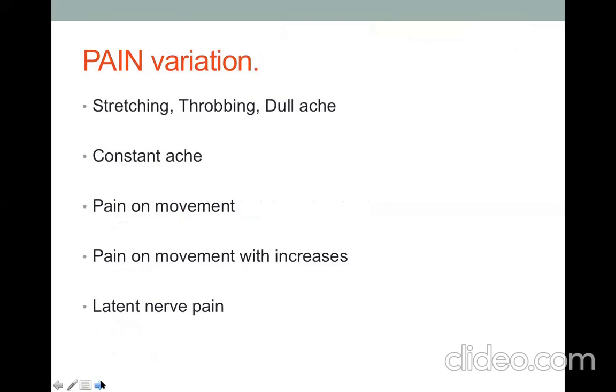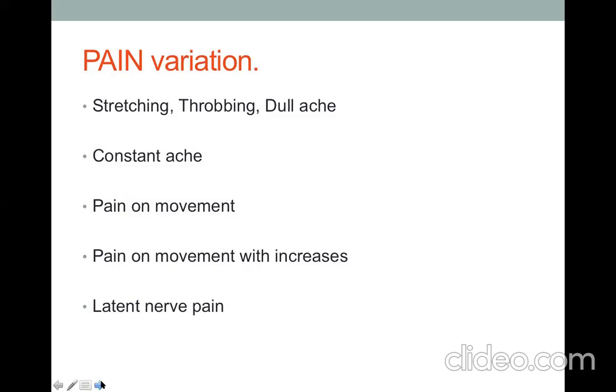Now, whenever a patient comes to you with low back pain, their pain may have variations. The subjective assessment, or the description of the pain, would vary from patient to patient and condition to condition. So there could be a stretching pain, a throbbing pain, a dull aching pain. I'll give you clinical reasoning for everything. We'll just first go through the slides. Then there is a constant ache.